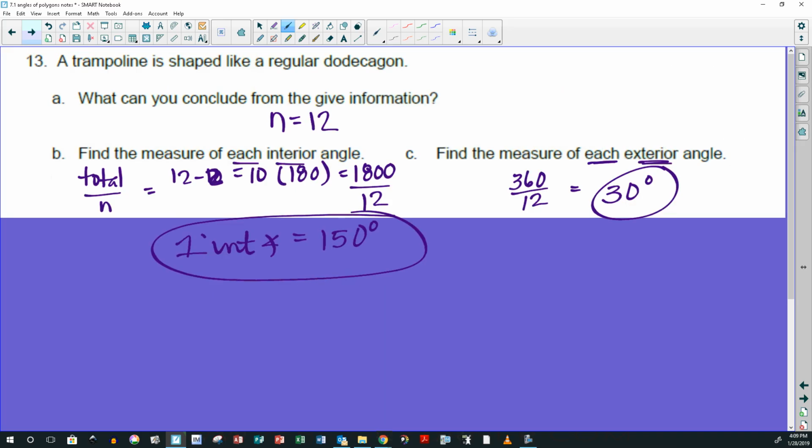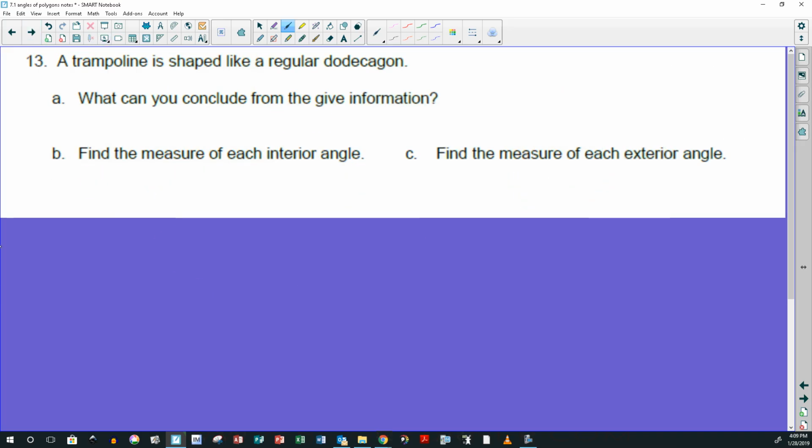All right. Oh, what happened here? All right. So now we have a trampoline. It's shaped like a regular dodecagon. So what we can conclude from the given information, that should say given, I don't know what happened to my n, is that n is 12. So we know we have a 12-sided figure.